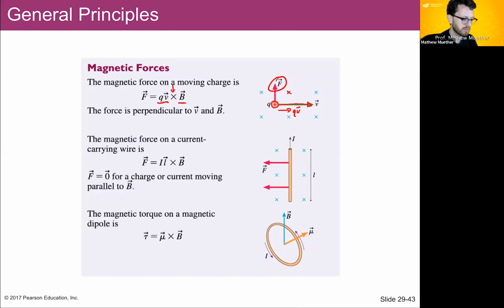You can determine the direction of the force using the cross product between QV and the direction of the magnetic field. The magnitude of that force is going to be something like QVB times the cosine of the angle between V and B. This is the angle between QV and B.